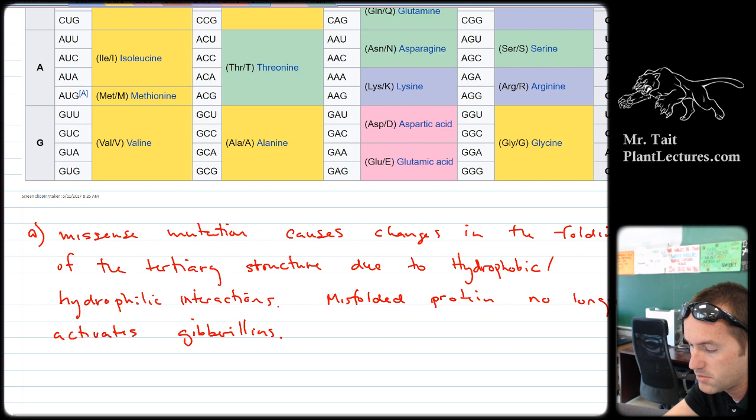B says, oopsies. Using the codon chart provided, predict the change in the codon sequence that resulted in the substitution. Okay, so we're going to go from ALA to THR.